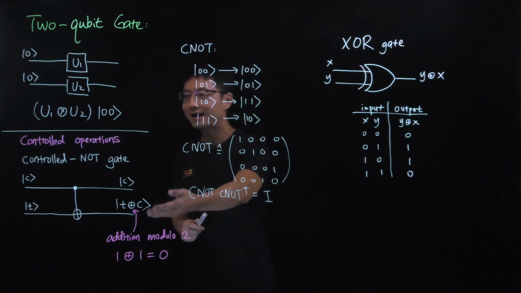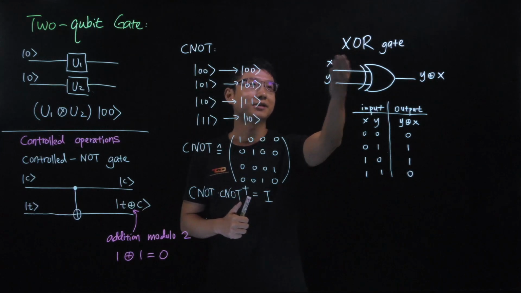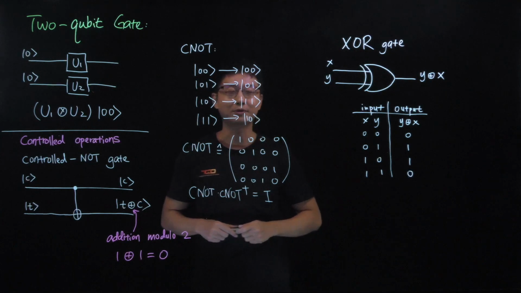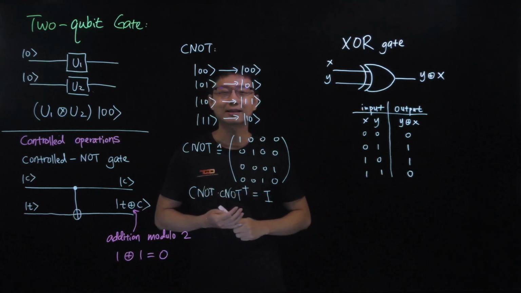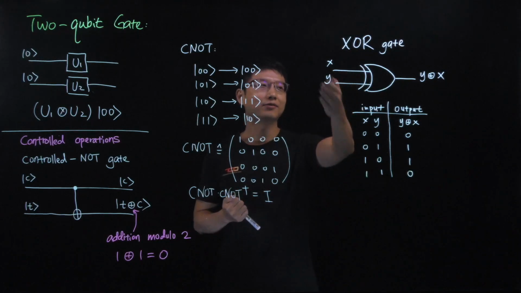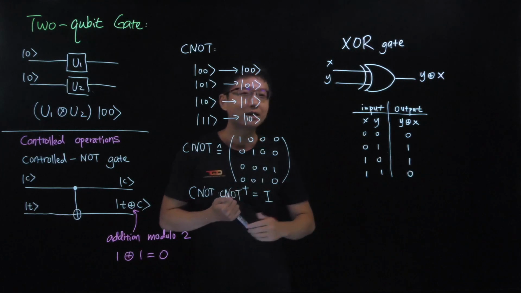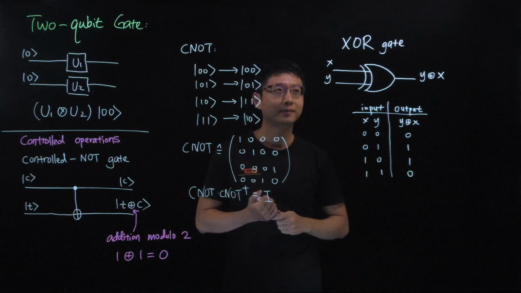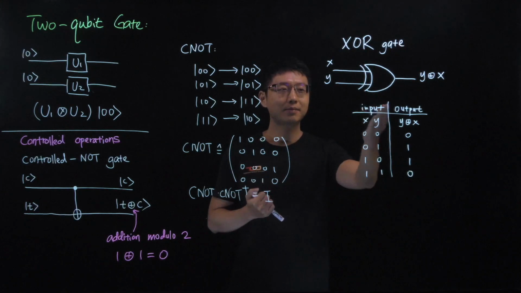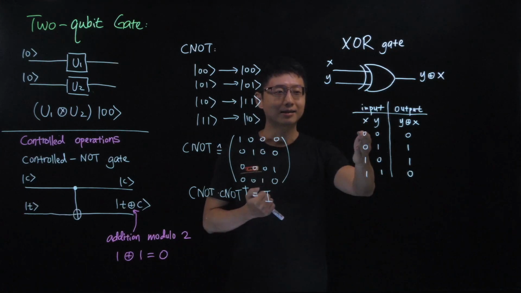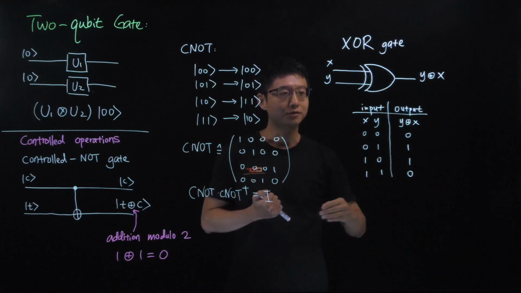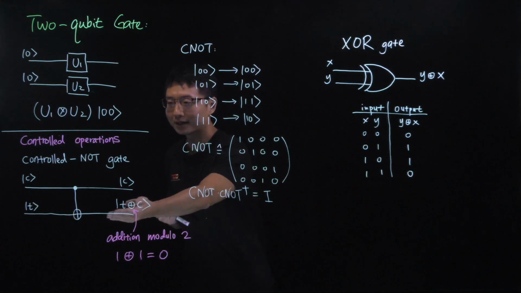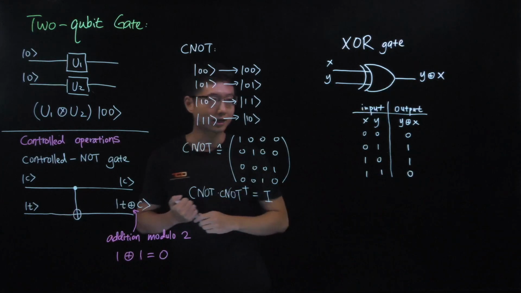You might have already realized the CNOT gate is in fact very similar to the XOR gate in classical computing. So in classical computing, we have many 2-bit gates, for example, the NAND gate, the OR gate, and here I have drawn the picture for the XOR gate with the truth table shown over here. The XOR gate takes 2 inputs, X and Y, either 0 or 1 as a bit, and produces the output, which is Y plus X modulo 2. So that's exactly the same as what happens here for the controlled NOT gate.